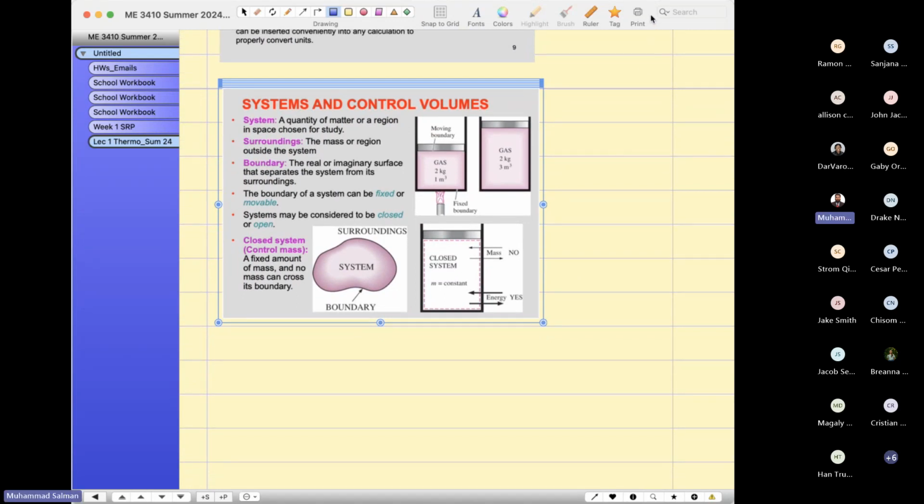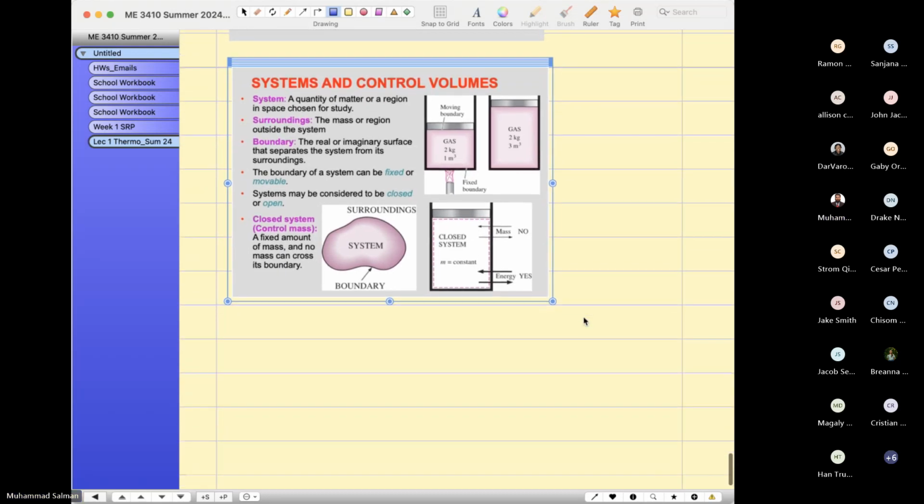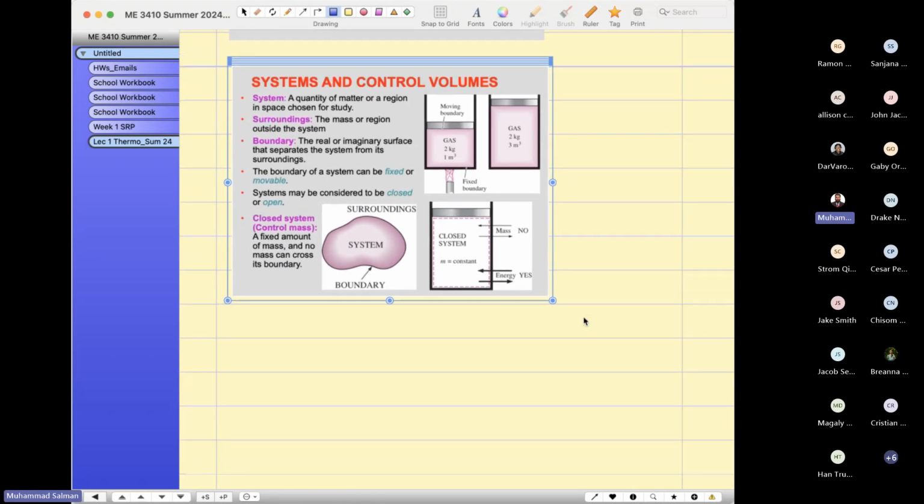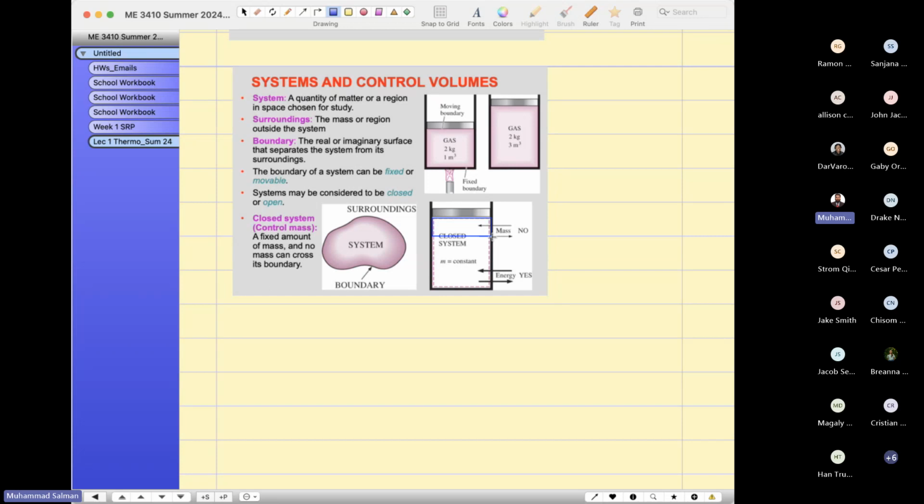Now the next concept is systems and control volumes. A system is a quantity of matter or region in space chosen for study. You have some boundaries. You make either real boundaries or imaginary boundaries. When you draw some boundaries, then everything inside the boundary is known as a system.